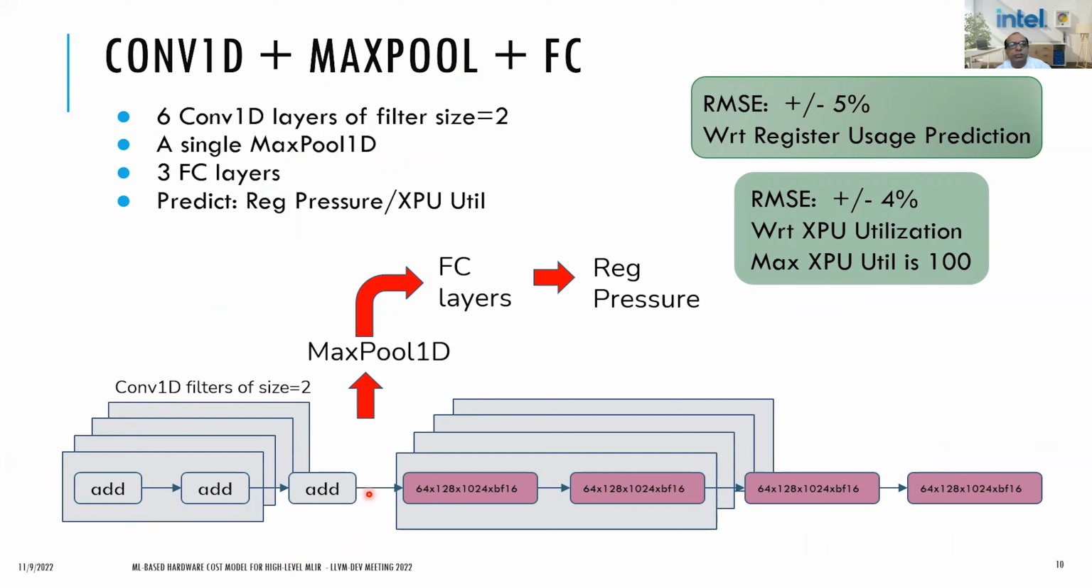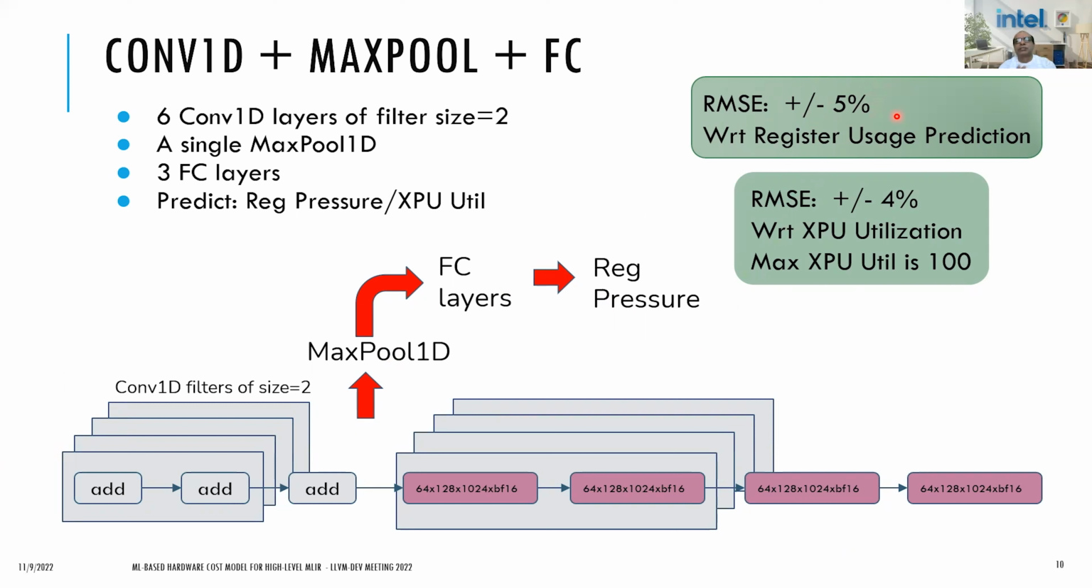You can see that from the old sequence, once again, we have these 3 adds followed by our tensor sizes. What we do is we take this Conv1D and move these filters and the Conv1D layers across our sequence, followed by our max pool, and finally predict our register pressure or XP utilization. And we see that we get fairly good results. We see a root mean square error of only about plus or minus 5% with respect to register usage, and plus or minus 4% when you are talking about XP utilization.